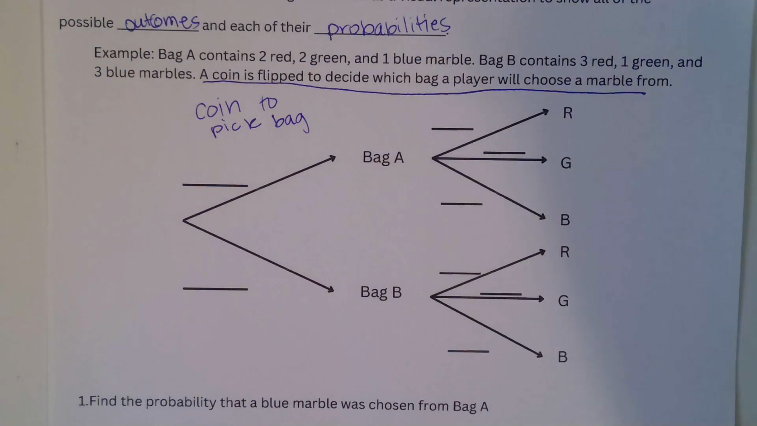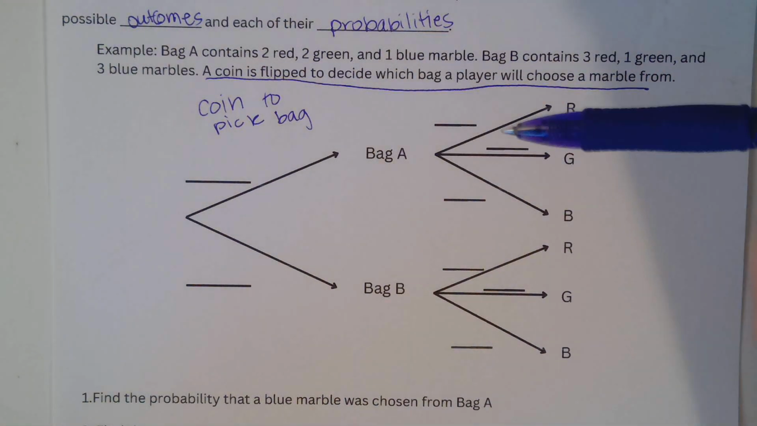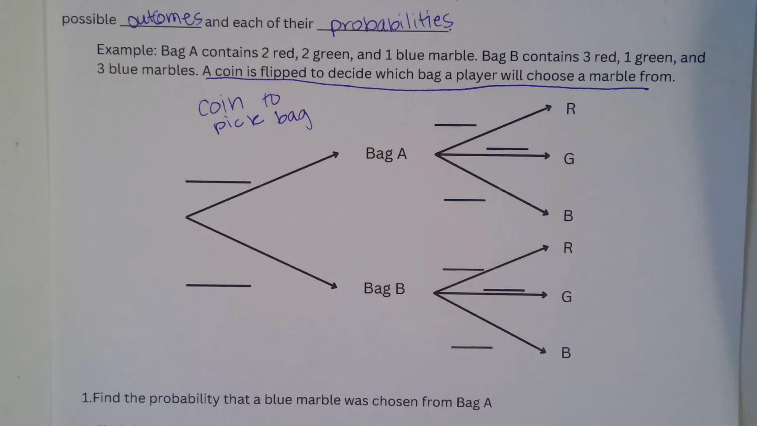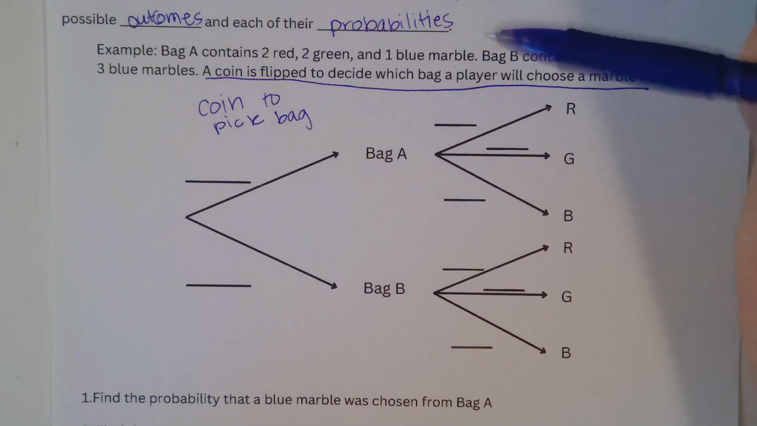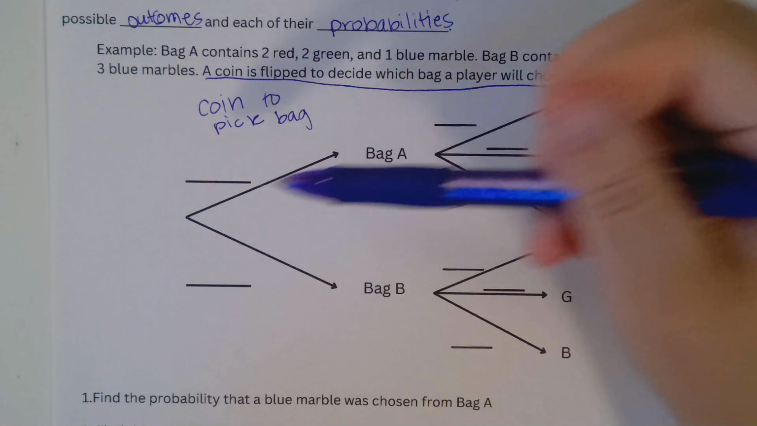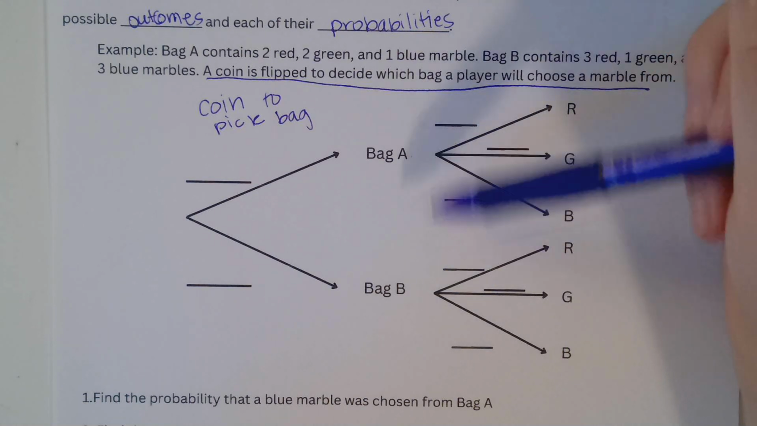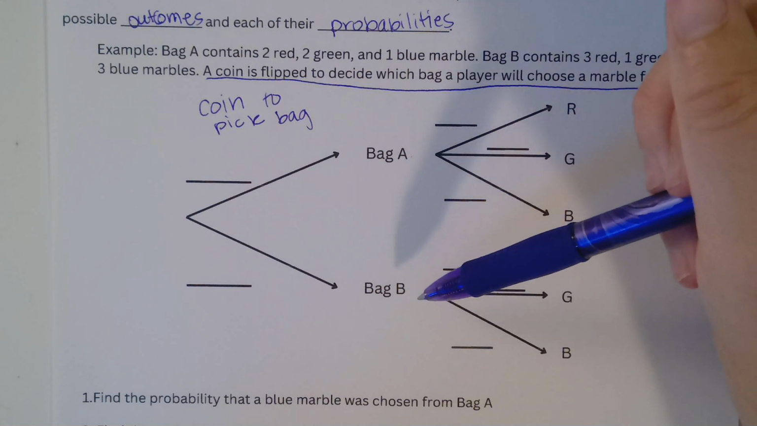In this case, they assigned bag A as heads and bag B as tails, or something like that. So they're saying the outcome of flipping the coin to pick a bag is that you're either going to end up picking bag A or bag B. Those are the outcomes of that first step.